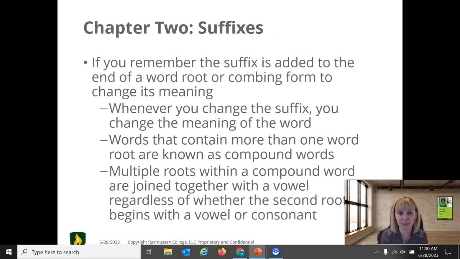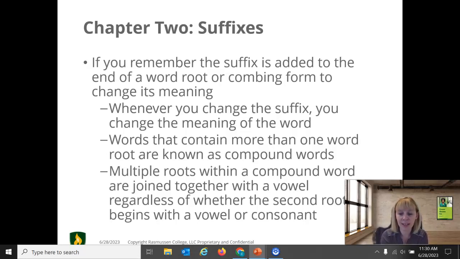Now, we're going to talk about Chapter 2. Chapter 2 is dealing with suffixes. So, a suffix, again, is something that is added to the end of a word root or a combining form, which will change its meaning. So whenever you change the suffix, you change the meaning of the word. Words that contain more than one word root are also known as compound words, and multiple roots within a compound word are joined together with a vowel, typically an O, regardless of whether or not that second word root begins with a vowel or a consonant.